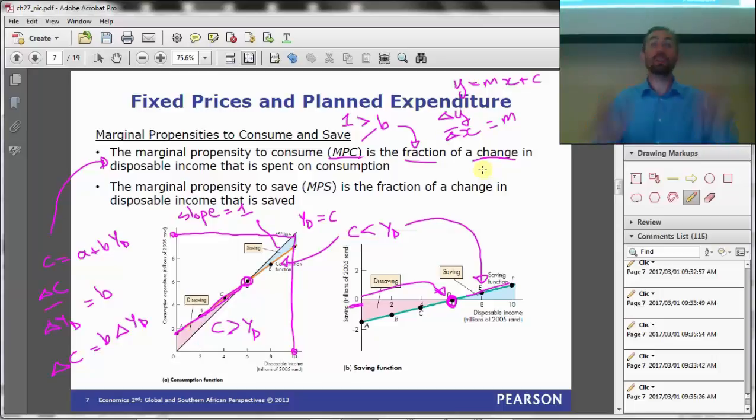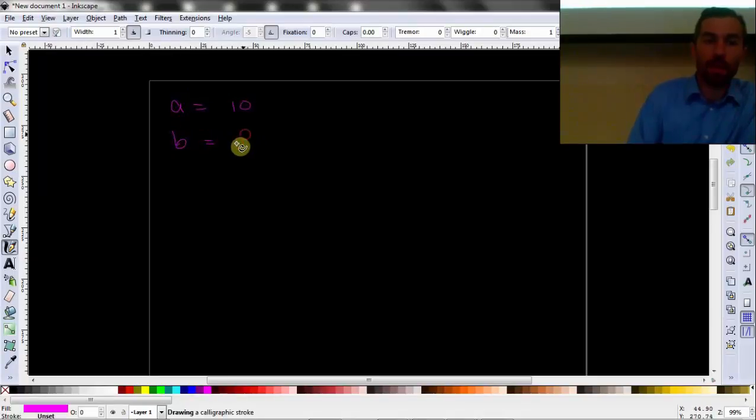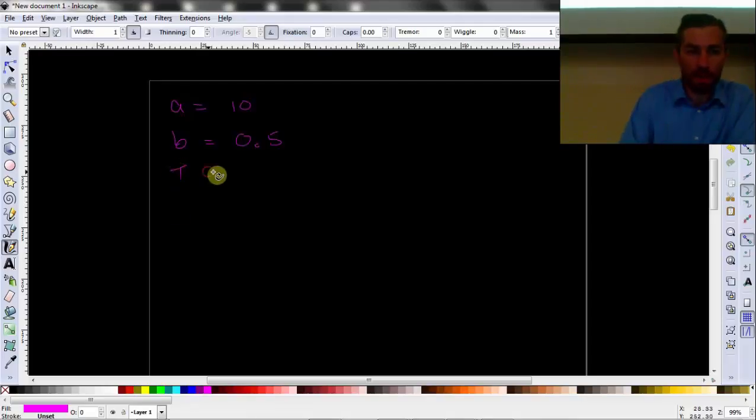Okay, so if you've got a piece of paper and a pen, here's the question. I'm going to give you a consumption function. Sorry, let me draw it. I'm giving you a consumption function where the value of A is 10, the value of B is 0.5, and the value of T is 0. What I would like you to do is plot the consumption function. I would also like you to plot the savings function.